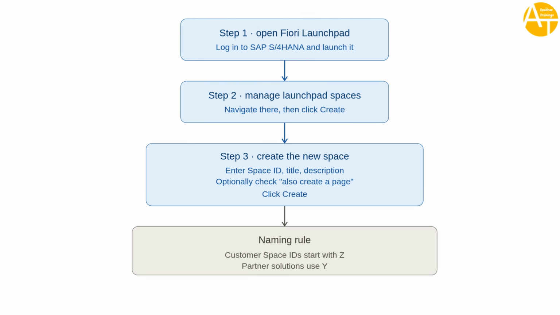Step 1. Open the Fiori Launchpad. Log in to SAP S/4HANA and launch it. Step 2. Go to Manage Launchpad Spaces and click Create. Step 3. Create your space. Enter a space ID, like Z_finance_SP, a title, and a description. Optionally check, also create a page, if you want one right away. Click Create. Remember, custom space IDs start with Z or Y for partner solutions.